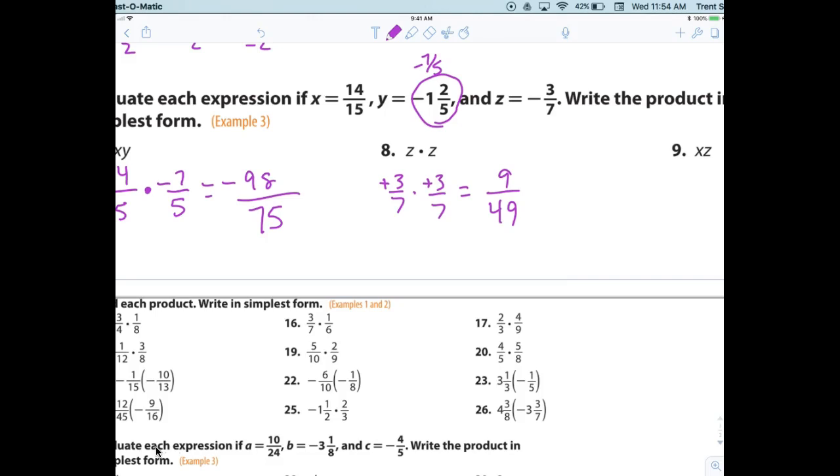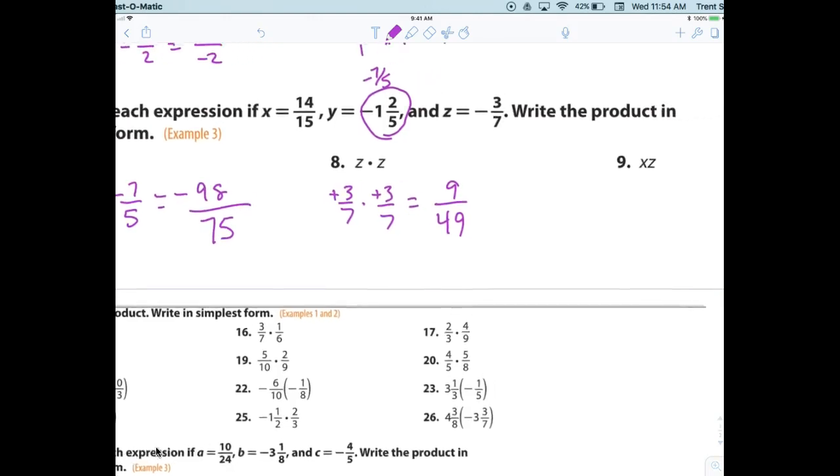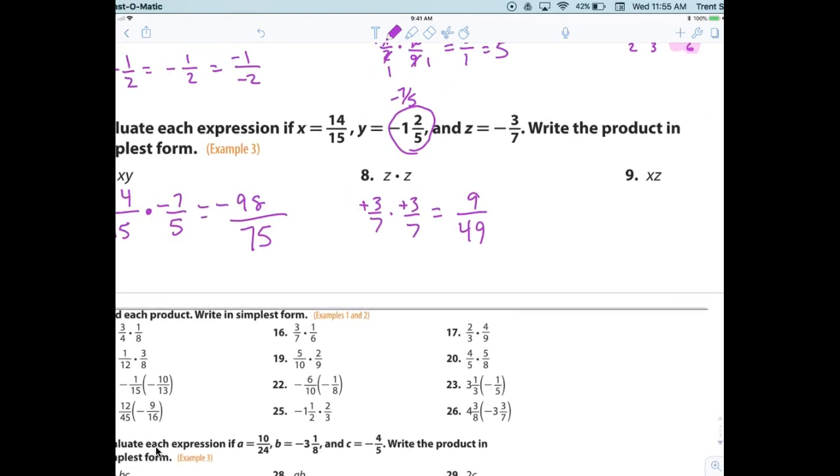I'm going to let Yosef do the next one. 14 over 15 times negative 3 over 7. So it's going to be negative. That's correct. You can reduce it. The 3 will turn into a 1, and then the 15 will turn into 5, and the 14 will turn into 2, and 7 will turn into 1. So it's 1 over 1.